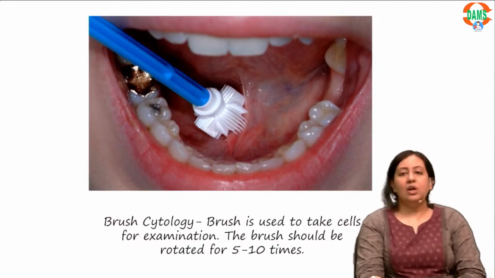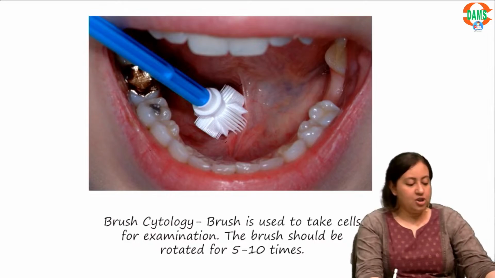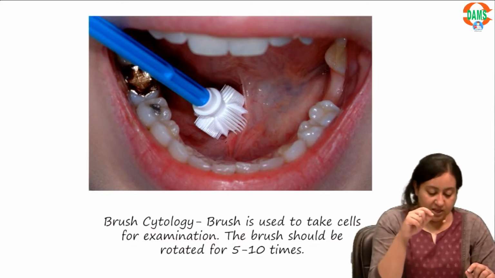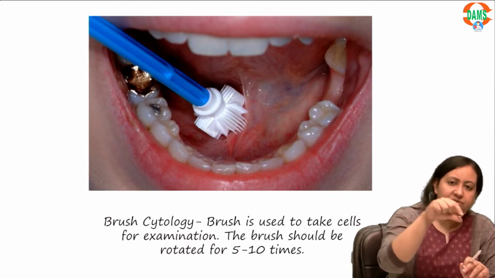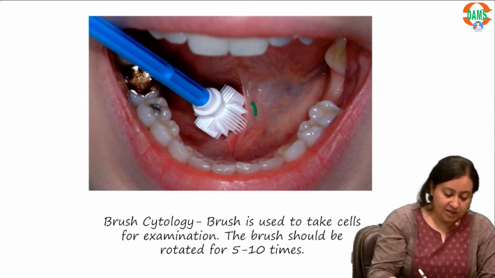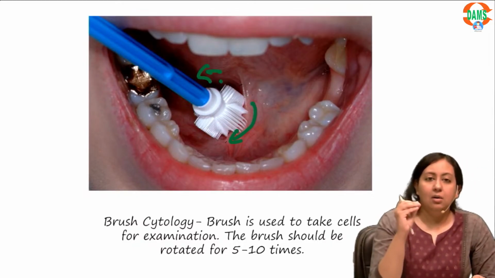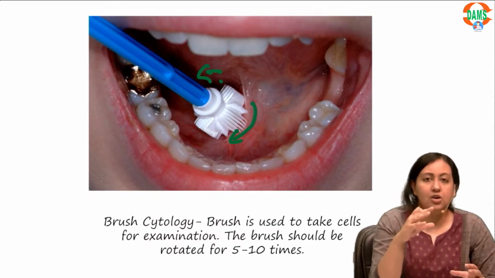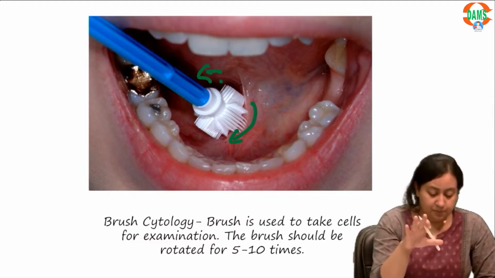Just have a look at this visual over here. This is oral brush cytology taking place. If you see that brush, you apply it to the oral mucosa with a little firm pressure so that it can harvest deeper cells and superficial cells from all around. This is your brush cytology, and the brush should be rotated 5 to 10 times so that you get a good amount of cells to prepare your cytological smear.